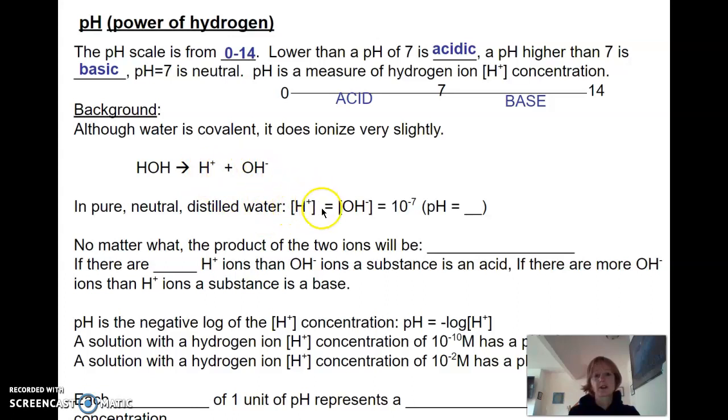These brackets represent concentration. The concentration of hydrogen and the concentration of hydroxide in pure distilled water is equal, and it's 10 to the negative 7th. So if you have neutral water, the pH is 7. pH stands for power of hydrogen. Even though we have hydroxide in here, this H and the concentration 10 to the negative 7th is how we determine the pH.